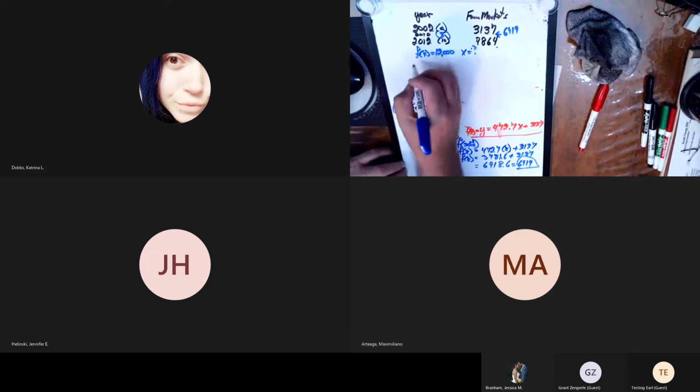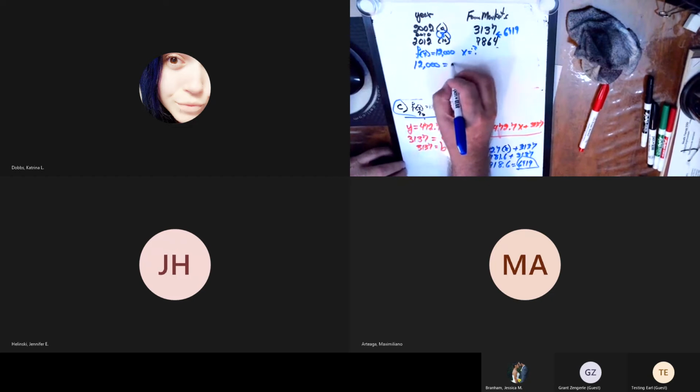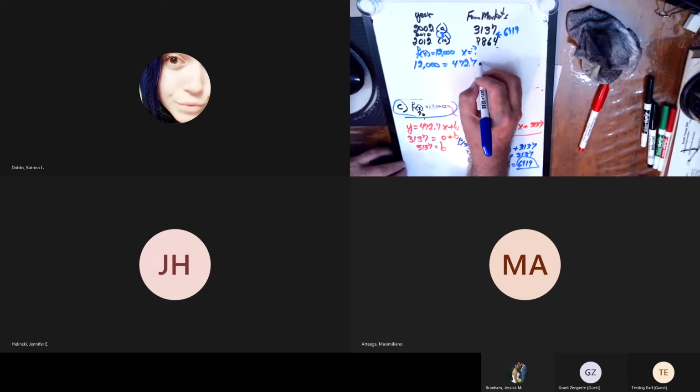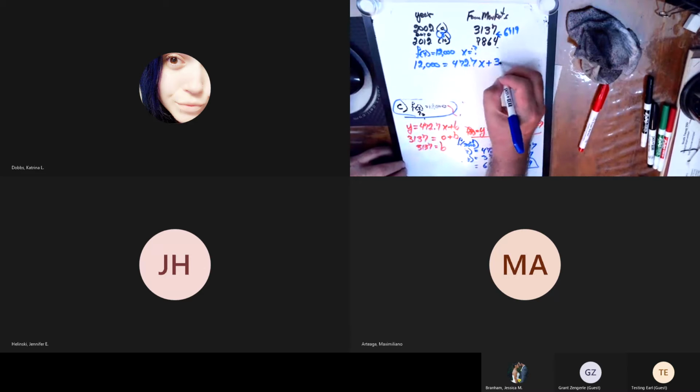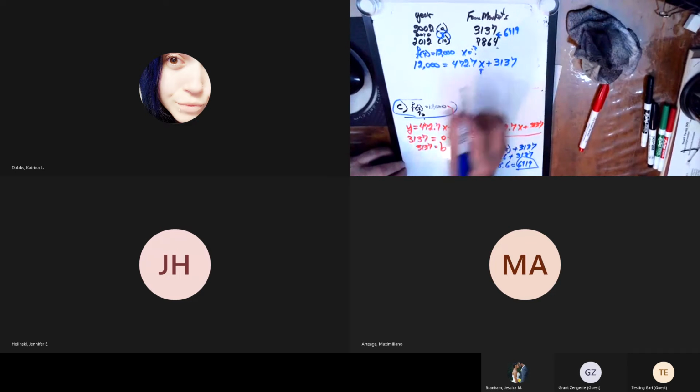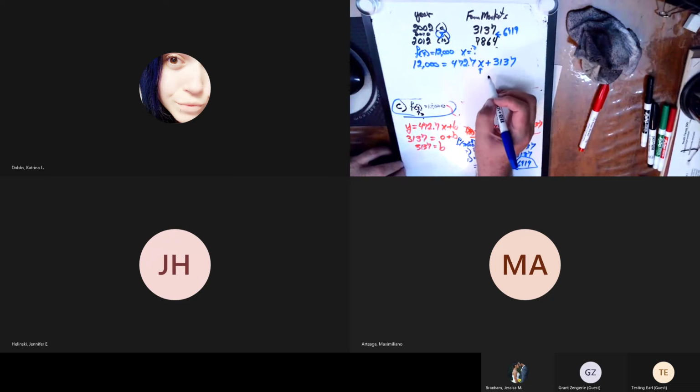So I can take my model and say 12,000 is equal to 472.7x plus 3137. I want to solve for x. The question is, what is x? All right, so here we go. Subtract 3137 from both sides.